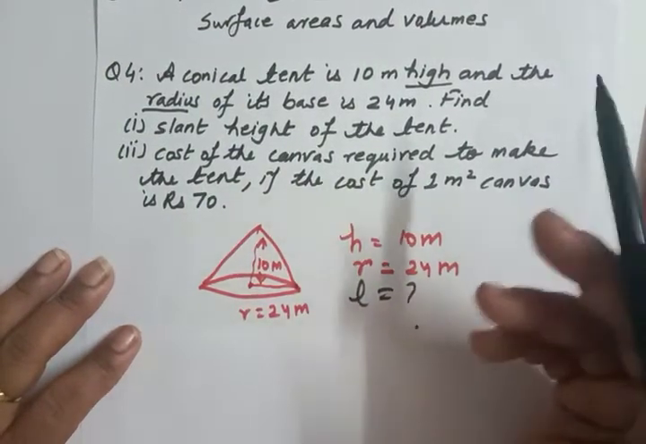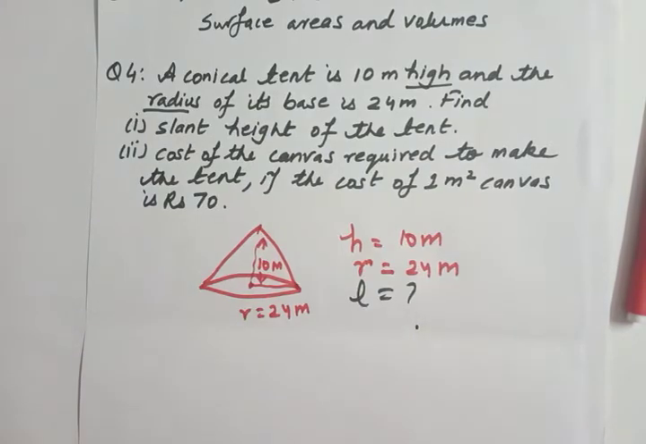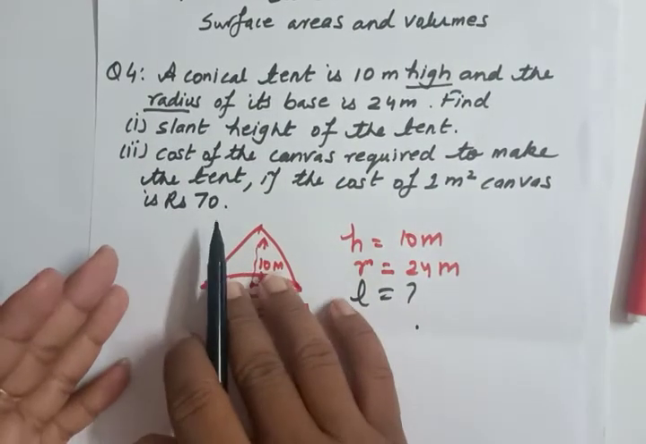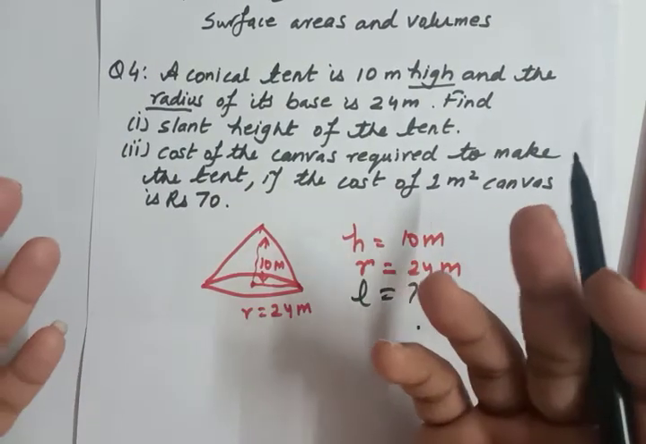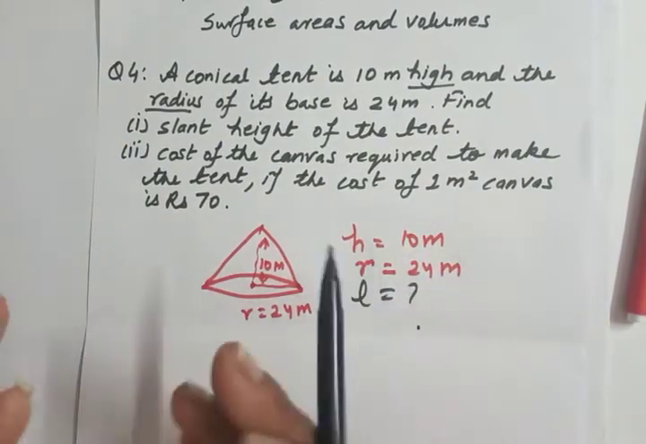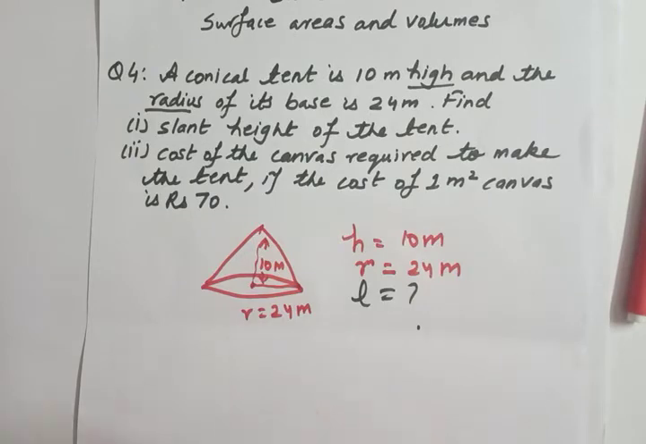Canvas is that cloth that is required to make this curved surface area of the cone. Here we are not talking about the tent. Tent means the tent we are making of the cone shape. So we are dealing with the curved surface area. So how much canvas is required to make it in a conical shape?